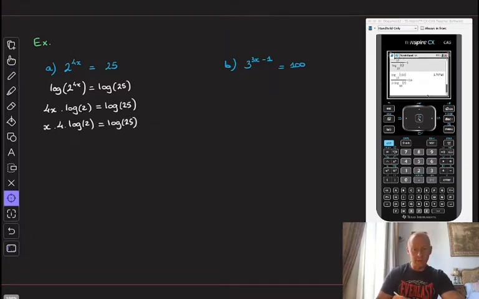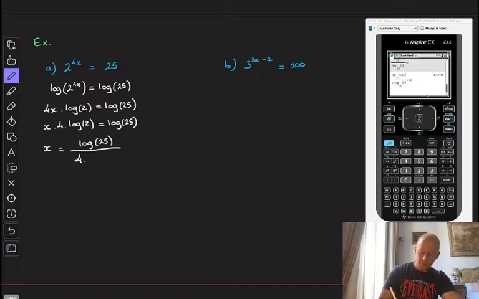Now, all I have to do to make x the subject is divide both sides of this equation by 4 log of 2. Okay? And in doing so, this quickly turns into x equals log of 25 over 4 times log of 2. Okay? Once that's done, we're home safe, basically. All we have to do is use our calculator.